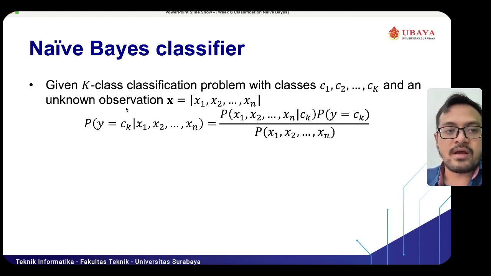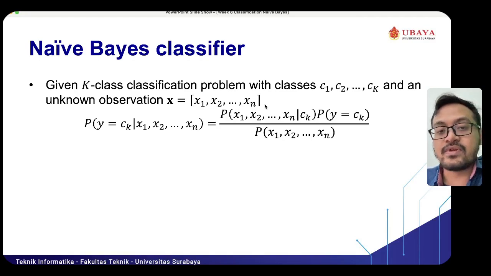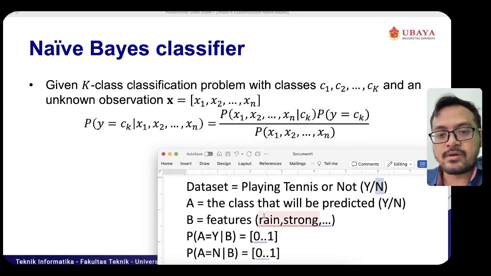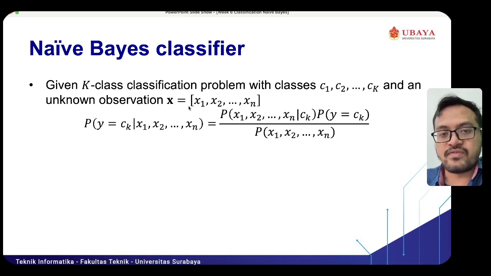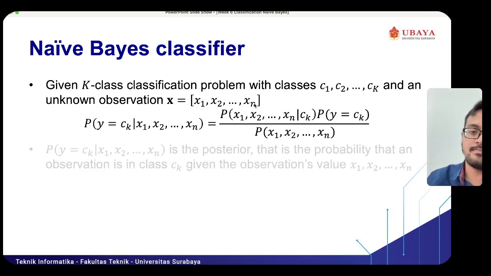And we also have an unknown observation, X. X is the data that we want to predict. X equals X1, X2 until Xn, where n is the number of features in one observation. It can be rain, the weather condition, the wind condition, strong, low, or high, etc. So rain and strong are two different features, right? X is the observation that contains n different features.